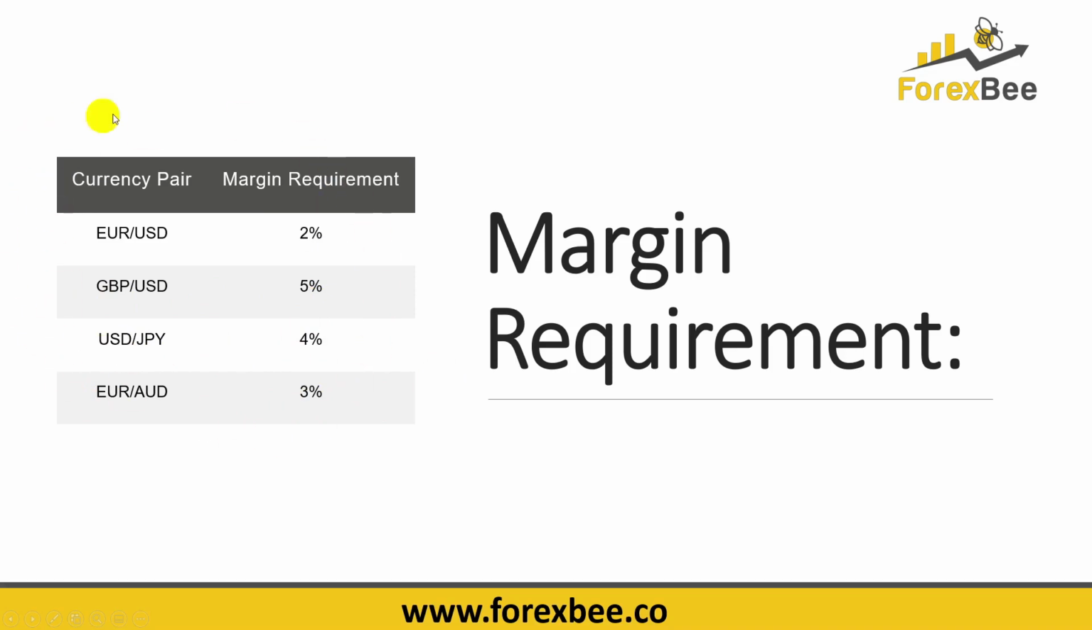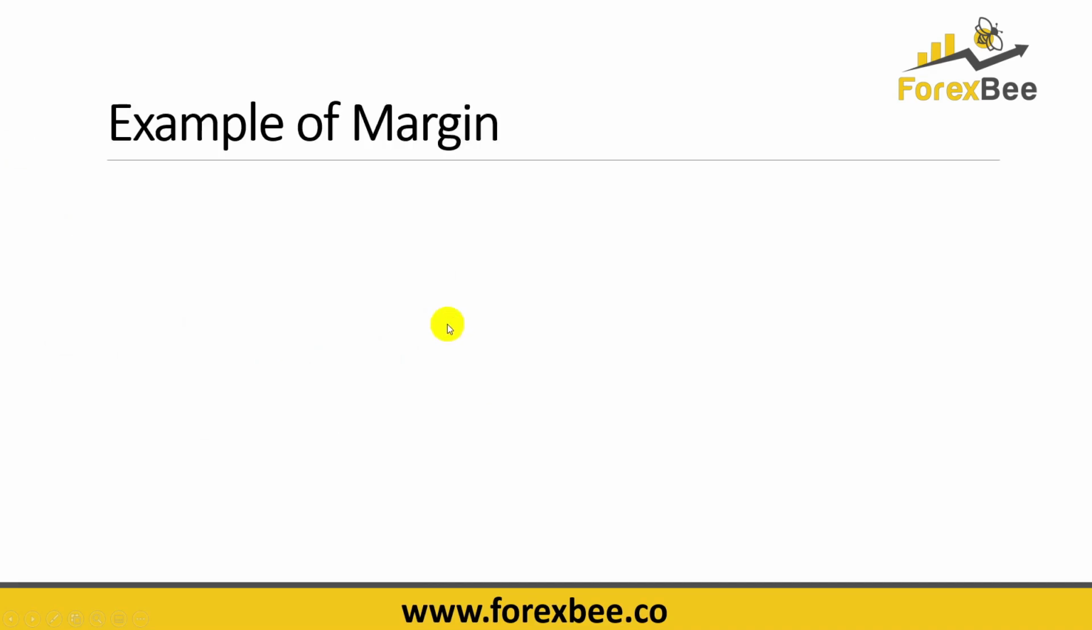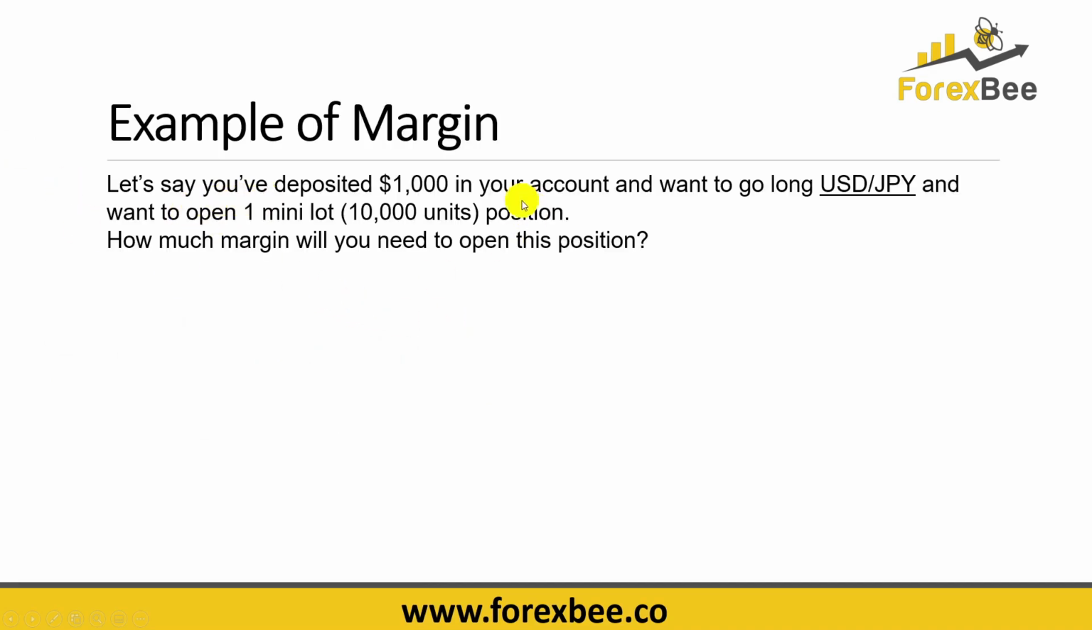Now based on these margin requirements, we're going to calculate how much margin you would need, okay? So let's say you have deposited $1,000 in your account and you want to take a long position, or buy the USD JPY pair, and you want to open 1 mini lot. As I said, you don't need to put the full money, because 1 mini lot is equal to 10,000 units, okay? And in order to open a long position for USD JPY, you would need $10,000, but you don't need to put that much money into your account because your broker is offering you leverage.